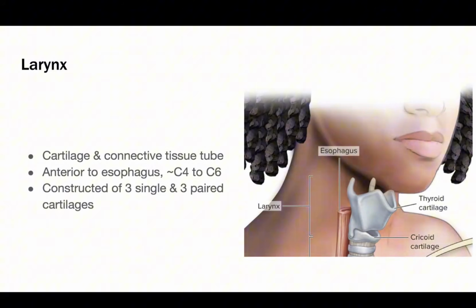Alrighty, let's talk about your voice box. Your larynx, aka the voice box, is going to sit anterior to the esophagus. It's approximately level C4 to C6, spinal C4 to C6, and you can actually feel part of this apparatus. When you talk about your Adam's apple, your laryngeal prominence, that's part of the larynx. Structurally though, it's a cartilage and connective tissue tube.